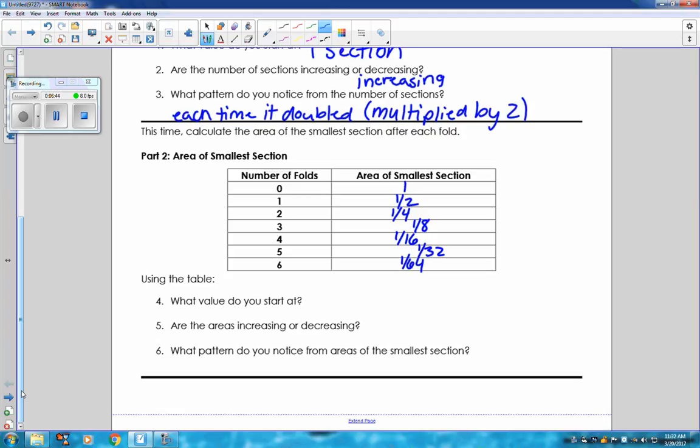So this time the area of each section got smaller as we folded. So what was the value that I started at? 1. Now, was the area increasing or decreasing? Decreasing. As we folded, what pattern did y'all notice about the area as it got smaller?